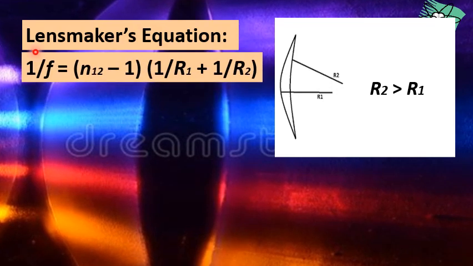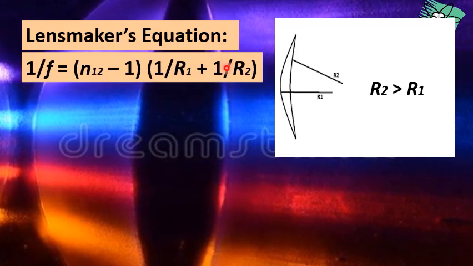Now, we would like also to prove that even if the geometric center of this lens is thicker than its edges, this lens may also behave as a diverging lens. How is that possible? We will make use of what we call the Lensmaker's equation.